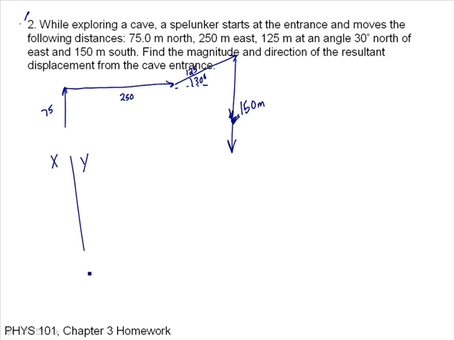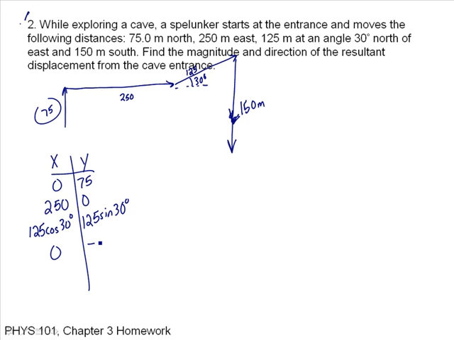X, y. The first vector, 75, has no x component. The y component is positive 75 meters because it's up. The next one, 250, has an x component of positive 250 and no y component. The next one, the x component is 125 cosine of 30 degrees, and the y component is 125 sine of 30 degrees. And then finally the last one, it has no x component, and the y component is minus 150.